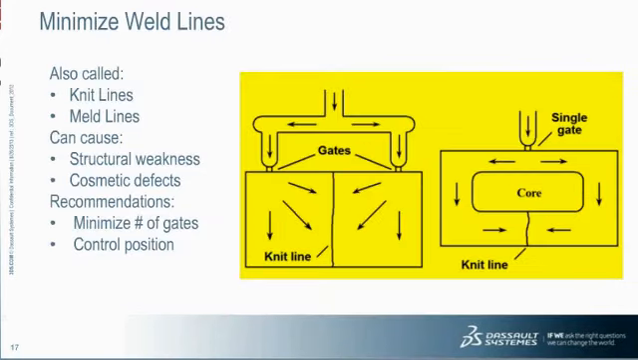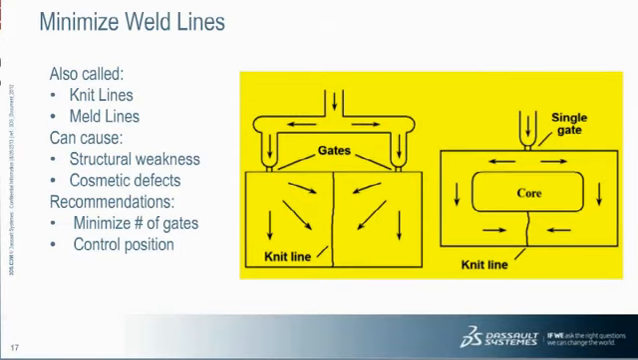And another thing you want to do is minimize weld lines. So weld lines are areas in the mold where two or more flow fronts come together. Weld lines can create both cosmetic and structural defects. You just want to avoid them as much as possible. You can do that by minimizing the number of gates or controlling the position of the weld line, making sure that it shows up in a non-critical area by changing your gate location. And of course, that's something that you can simulate using plastic simulation.